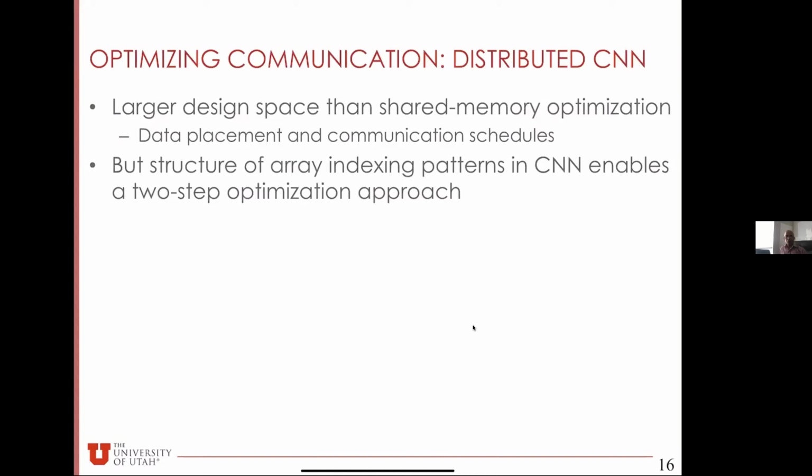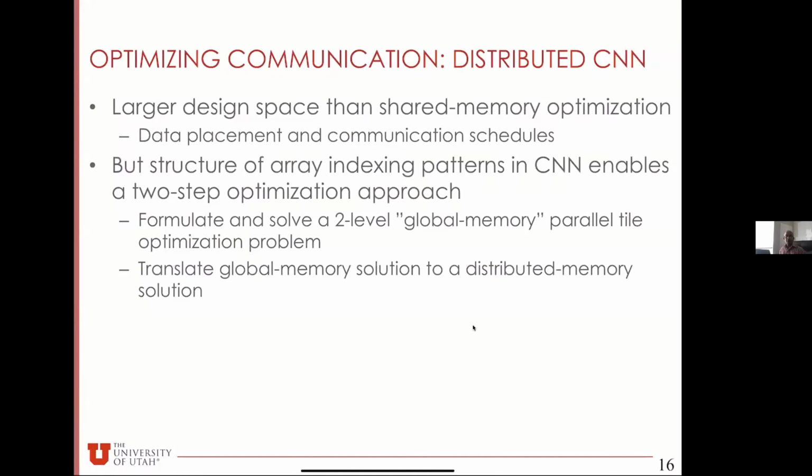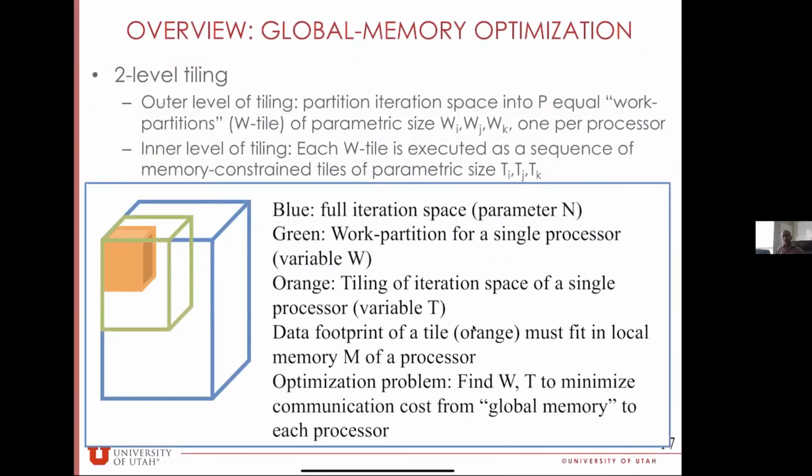Now, it turns out, though, that the structure of array indexing patterns in CNN enables a two-step optimization approach that I will sketch. First is to formulate and solve a two-level global memory parallel tile optimization problem, very similar to what we solved for the multi-core case, and then do a translation of the global memory solution to a distributed memory solution. So I'll use matrix multiplication again to explain the high-level idea.